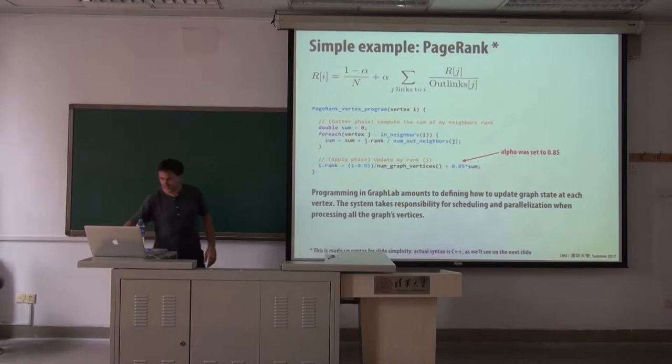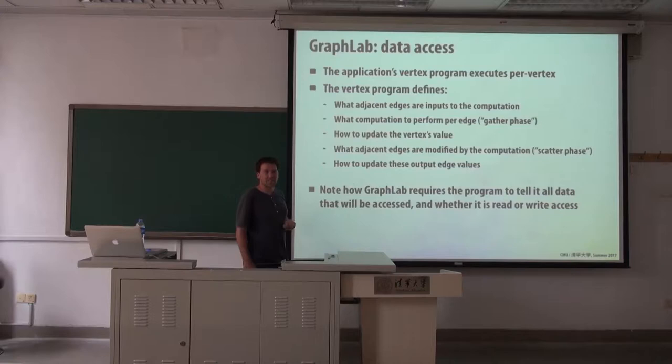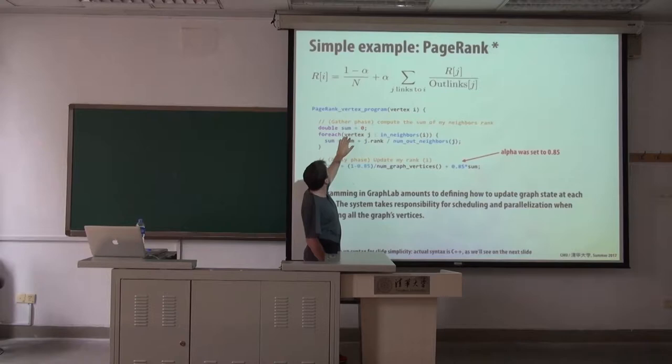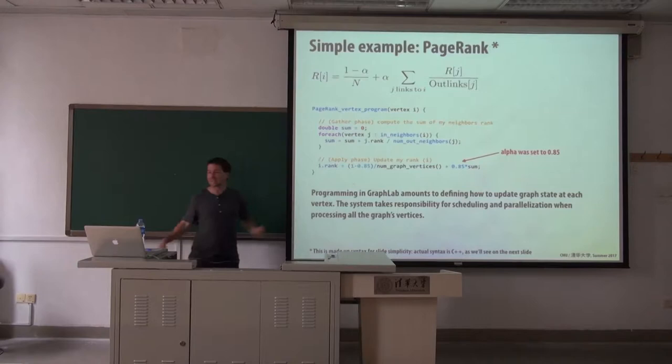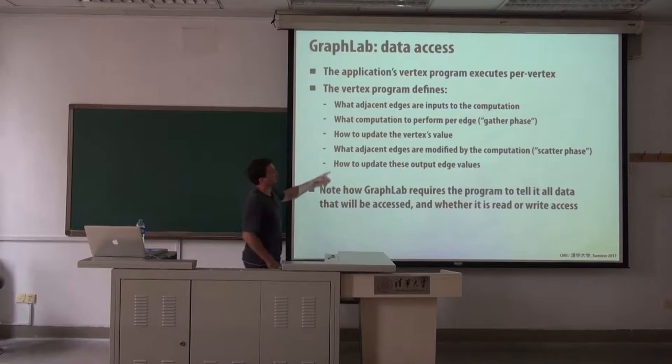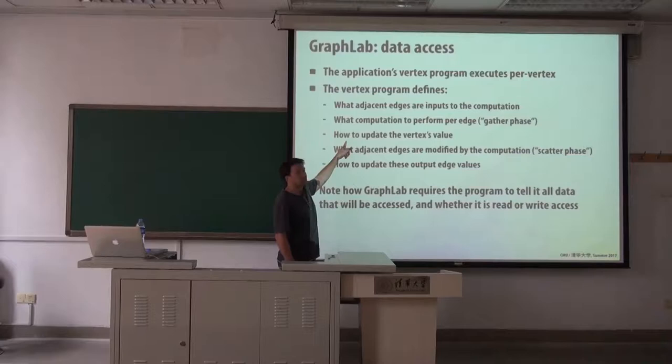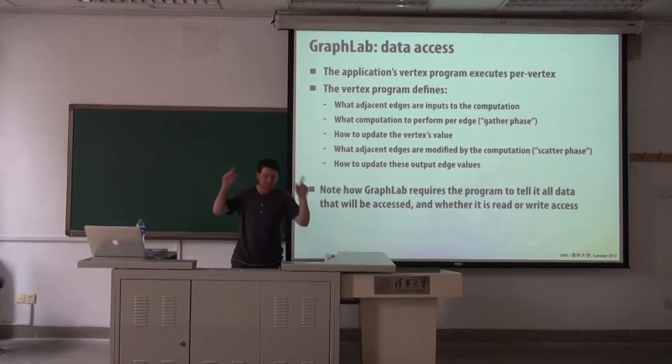And the vertex program defines what adjacent edges are inputs to the program. So let's notice that this program says that I need access to all of my neighboring vertices. In this case, it doesn't need access to any neighboring edges because PageRank doesn't put information on edges. It defines what computation to perform per edge or per neighboring vertex, how to update the vertex's value, and then it has an additional functionality of when I do this computation, maybe I want to update the neighbors as well.